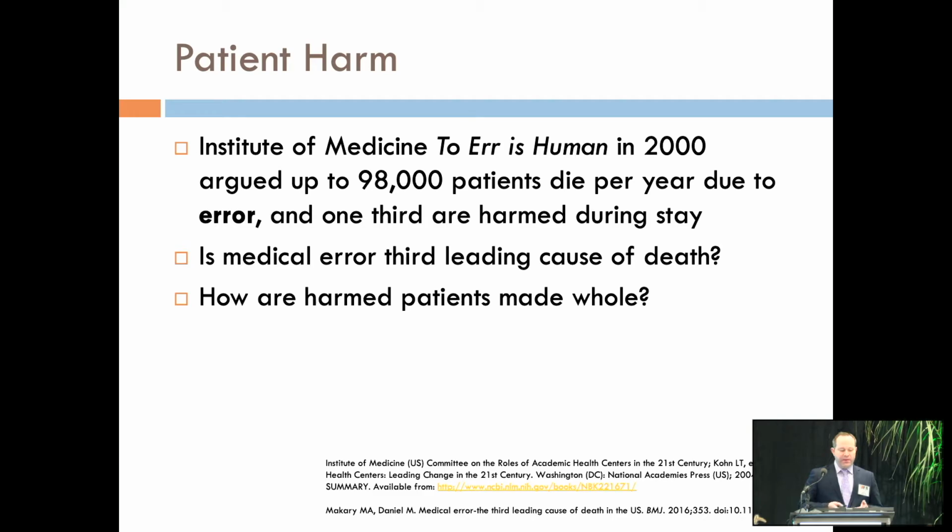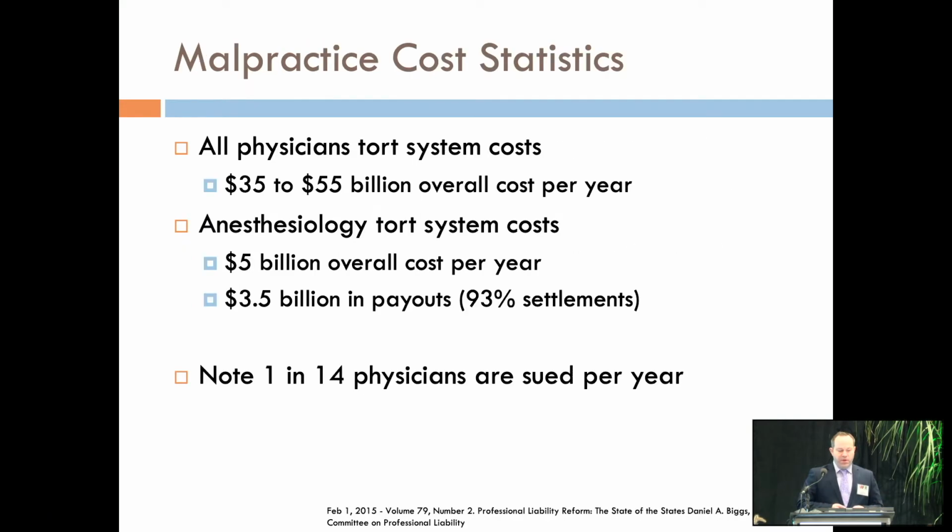In any event, if someone is injured, how do you make them whole? Well, the tort system is a way. It's not the greatest way. It's a very expensive way. So if we look at the system in general, it's very expensive. This ends up being about 2% of healthcare spending, which is on the order of 35 to 55 billion per year. And I should note this is 2015 data, so now that we have inflation, this is certainly much higher.